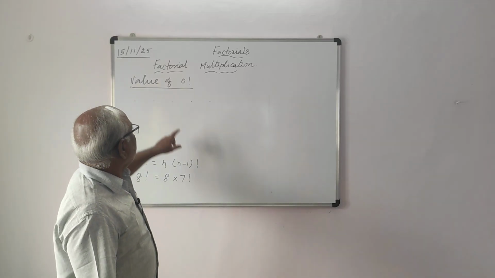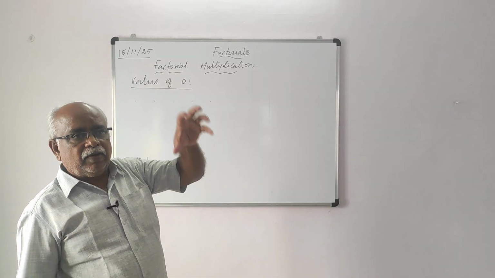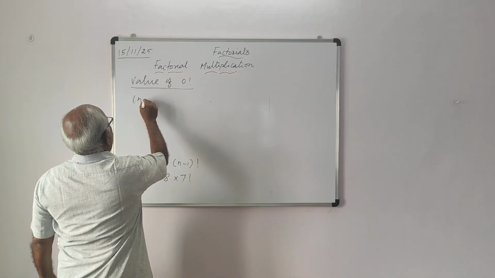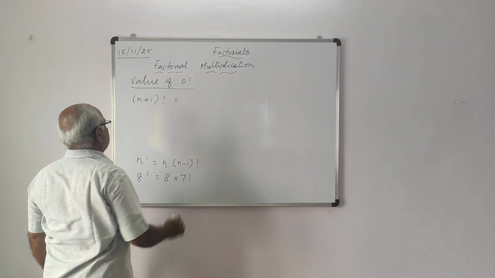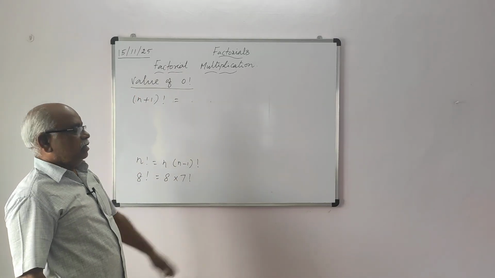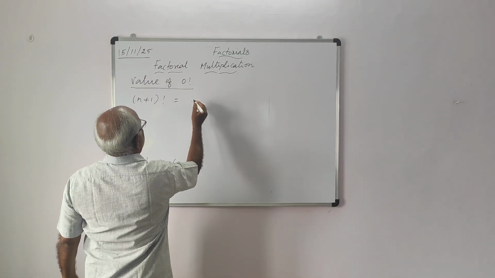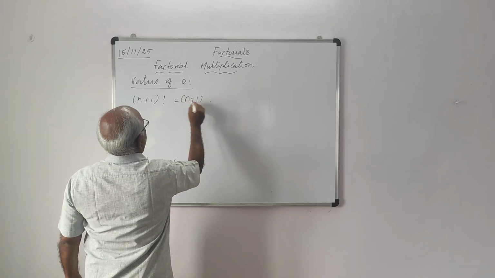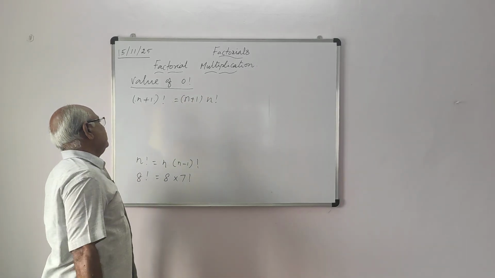Now, I will explain the value of 0 factorial. What is the value of 0 factorial? It can be derived. You know that n plus 1 factorial equals what? See, n factorial is n into n minus 1 factorial. Like that, n plus 1 factorial is n plus 1 into the remaining n factorial.